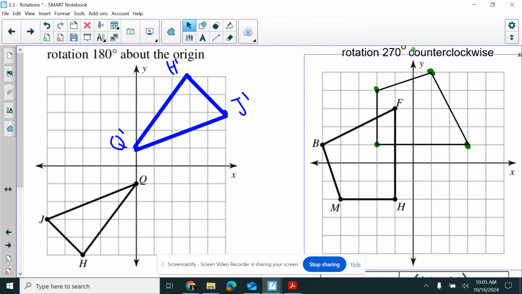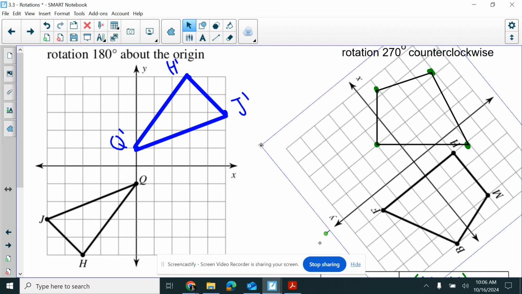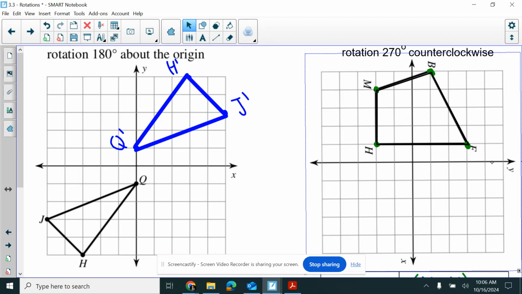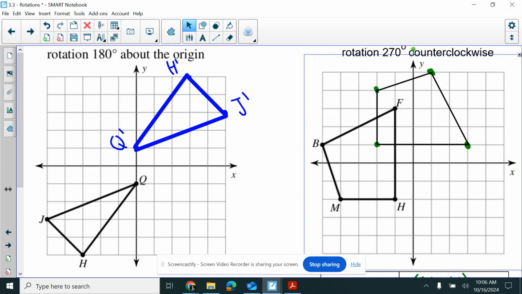If you take the graph and turn it 3 times, remember each turn is 90 degrees. So this would be a 90-degree rotation. This is where it would move to 180 and then 270. You can see after the third turn, it matches up with the original figure. 360, I'm back to the original. So that's what a 270-degree counterclockwise rotation would look like visually.